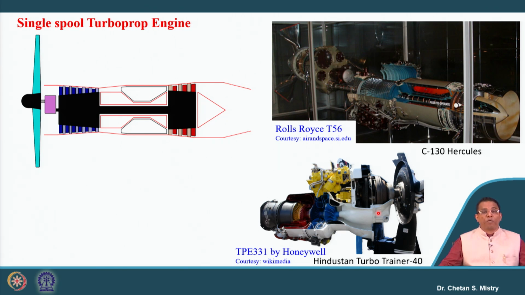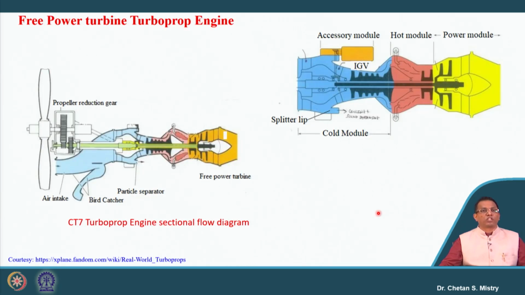Okay, and that power we are using for the rotation of a propeller. So now let's look at here. This is a kind of configuration, you can say. We have an axial flow compressor that is rotated by an axial flow turbine, and we have a different spool.